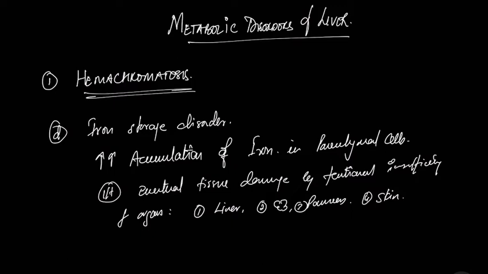This is an iron storage disorder where there is an excessive accumulation of iron, all right, in the parenchymal cells, and this leads to eventual tissue damage and functional insufficiency of the organ. So there is tissue damage of the organ and its functionality is also affected. All right. And the most common organ affected is your liver. All right. And it also affects your heart, pancreas, skin, pituitary, etc. All right. Which we'll be reading as we move ahead.